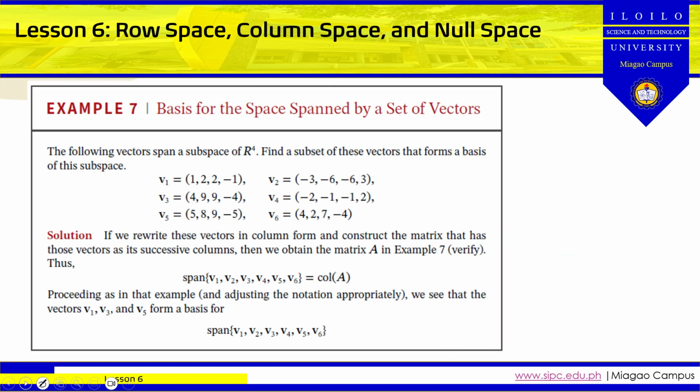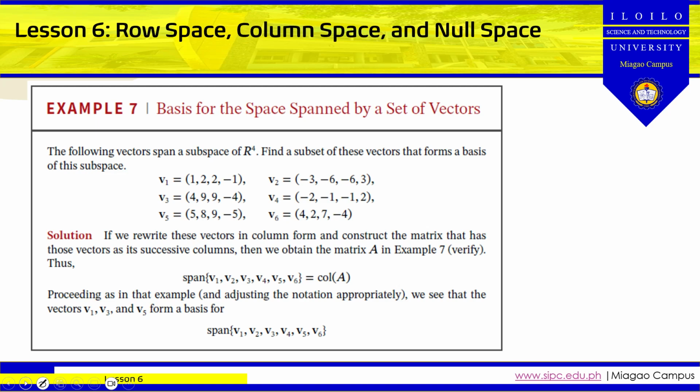Example number 7. Basis for the space spanned by a set of vectors. You could see here the following vectors span a subspace of R4. Find a subset of these vectors that forms a basis of this subspace. So v sub 1 we have here, v sub 2, v sub 3, v sub 4, v sub 5, and v sub 6.